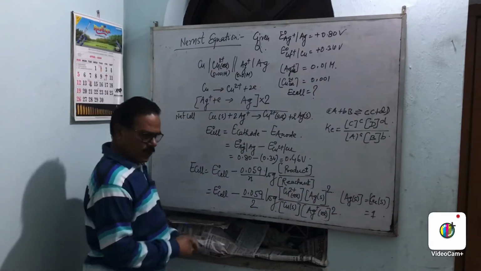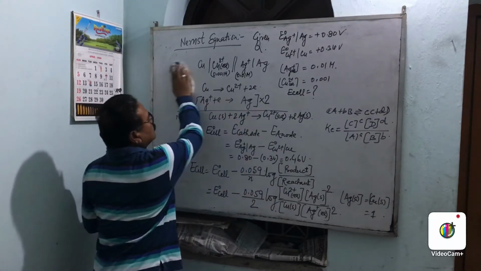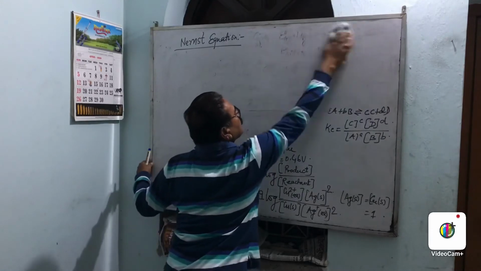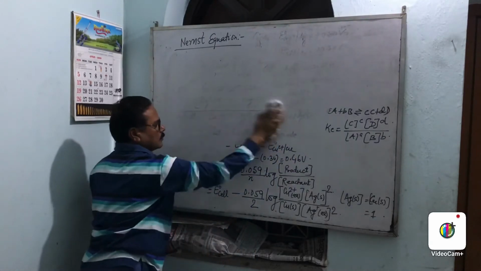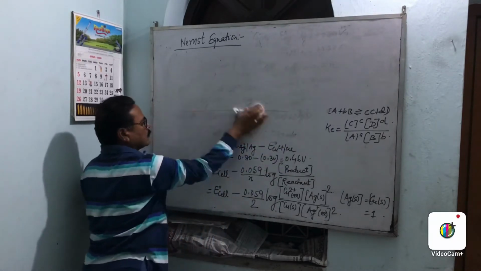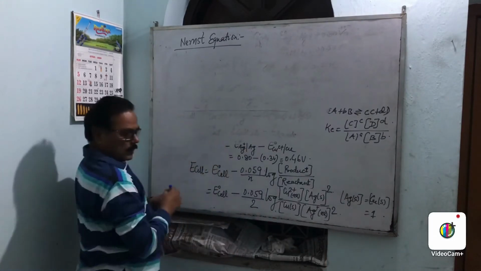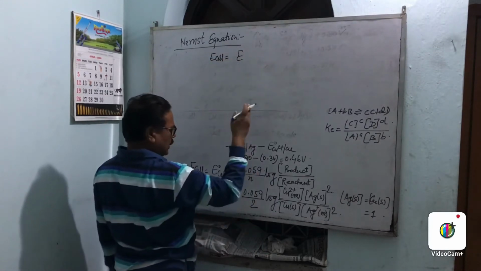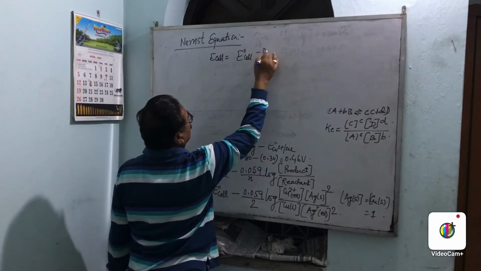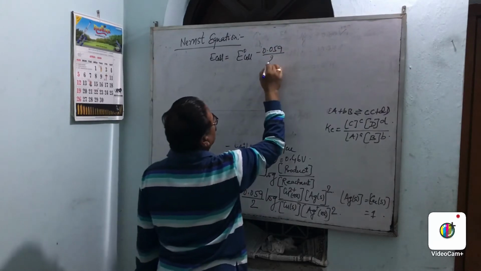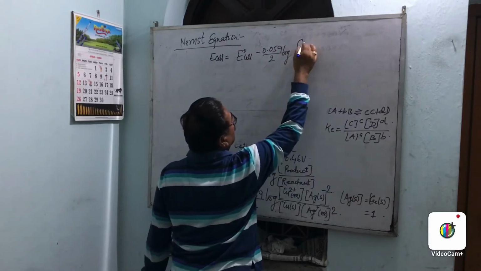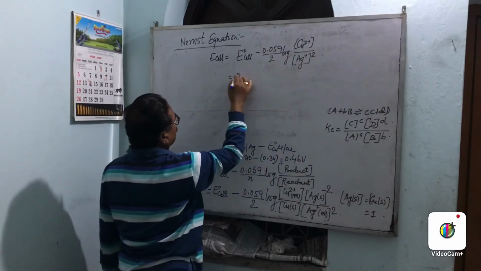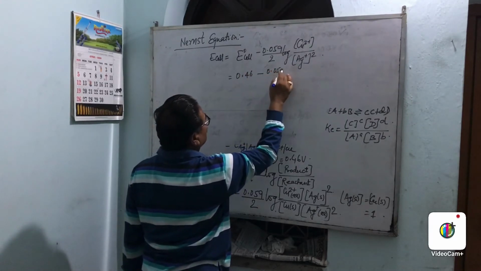So what do we write finally? E cell. This is equal to E0 cell. Now we put the value of this one. E0 cell minus 0.059 by 2 log, and this side is copper 2 plus, and this side is Ag plus to the power 2, and this is calculated 1.46 minus 0.059, and this is 2.